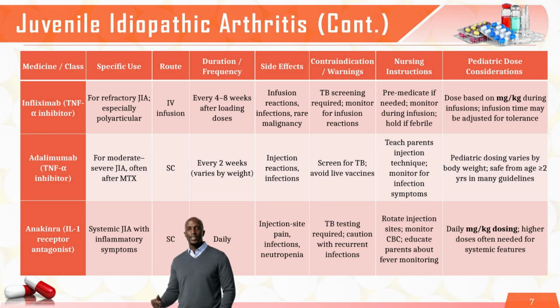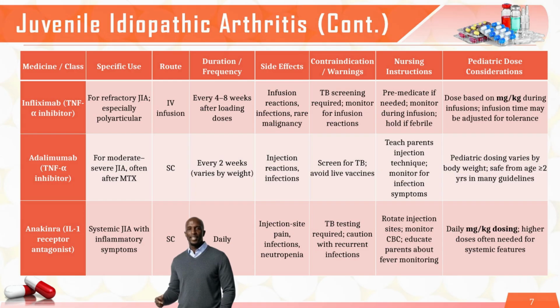Infliximab, a tumor necrosis factor alpha inhibitor, is used for refractory juvenile idiopathic arthritis, especially polyarticular cases, administered via intravenous infusion every 4 to 8 weeks. Monitor for infusion reactions and infections with tuberculosis screening required.